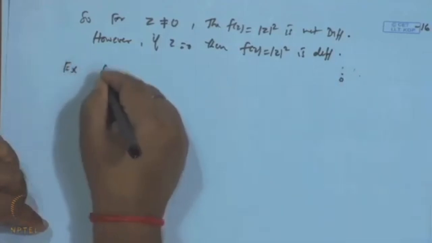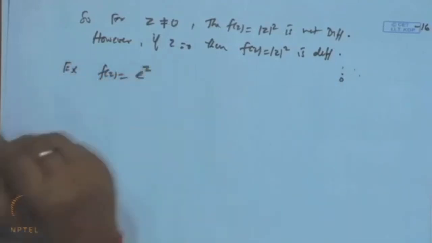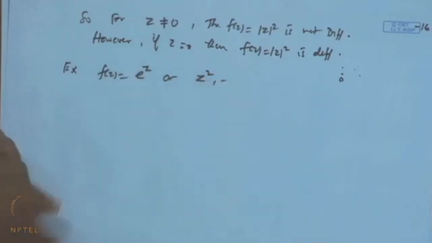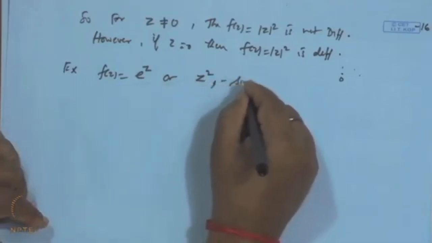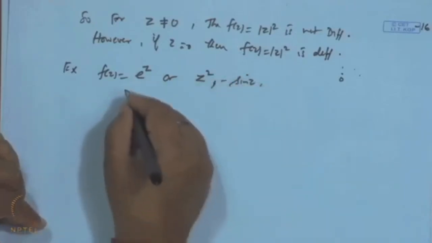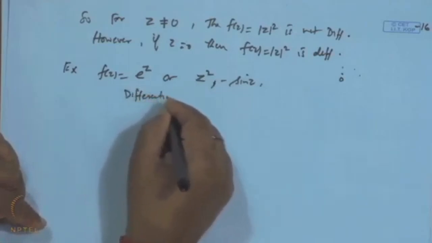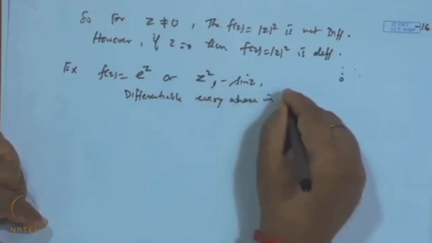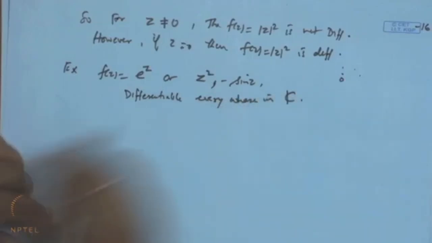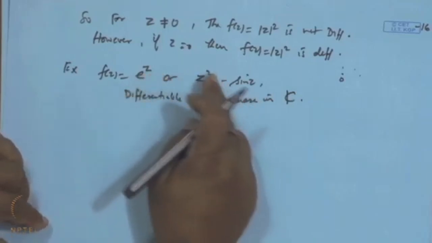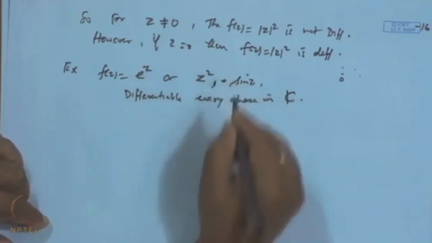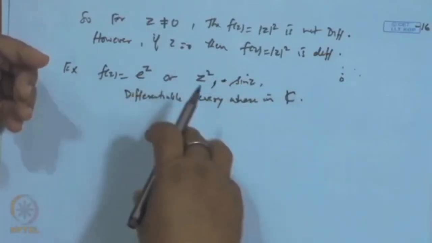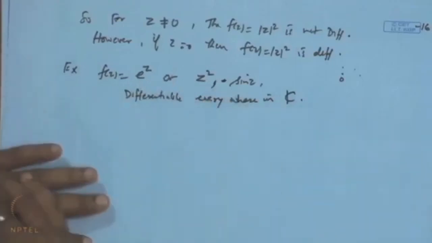But if we look at another function f z, which is say e to the power z or z square or maybe z cube and so on, these are the functions, sin z, cosine z, which are differentiable everywhere in the complex plane. And in fact, the derivatives will come as e to the power z, 2z, cosine z, and so on and so forth. But there are functions which are differentiable only inside the disk and nowhere else, that also we can get.